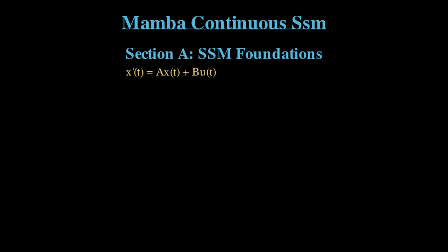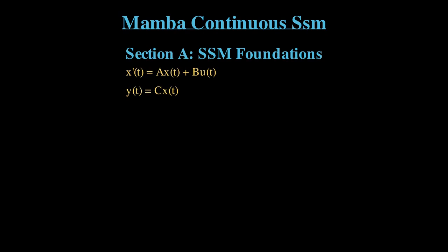To understand Mamba, we first need to understand its foundation, the state-space model, or SSM. At its core, an SSM is a system of linear ordinary differential equations. It describes how a hidden state, x(t), evolves over continuous time. The first equation is x'(t) = A x(t) + B u(t). The second is y(t) = C x(t).